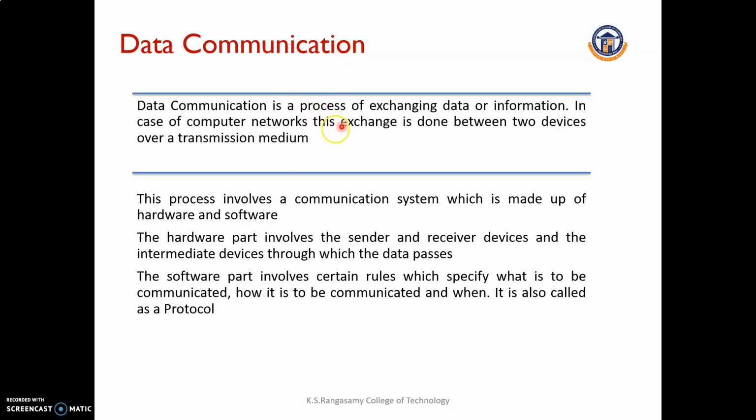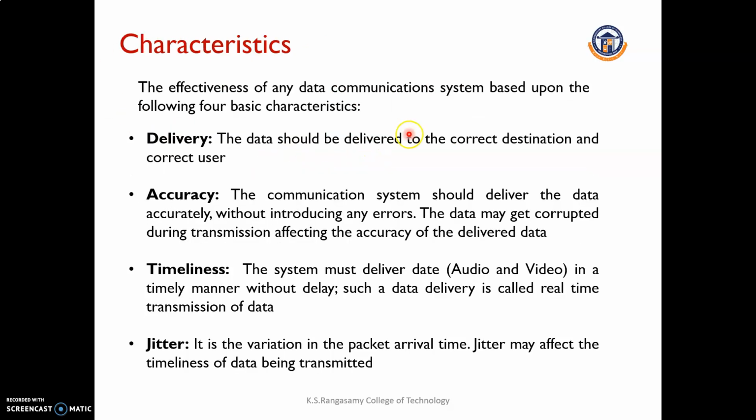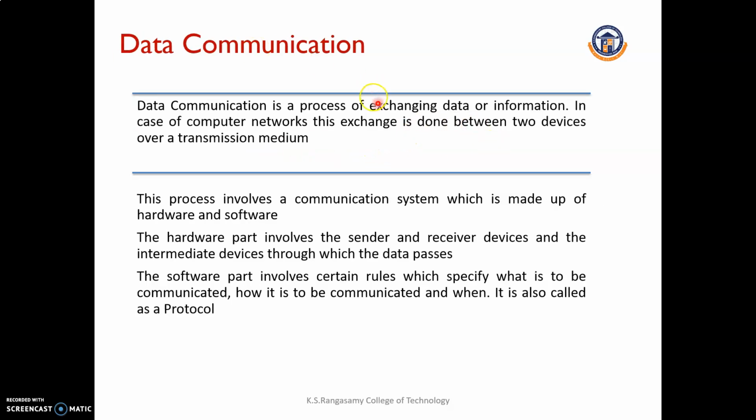Data communication is the process of exchanging data or information. In the case of computer networks, this exchange is done between two devices over a transmission medium. The transmission medium is wired or wireless. This process involves a communication system which is made up of hardware and software. The hardware part involves the sender and receiver devices and the intermediate devices through which data passes. The second part is software. It involves certain rules which specify what is to be communicated between two devices, and how and when it is to be communicated. It is also called a protocol.